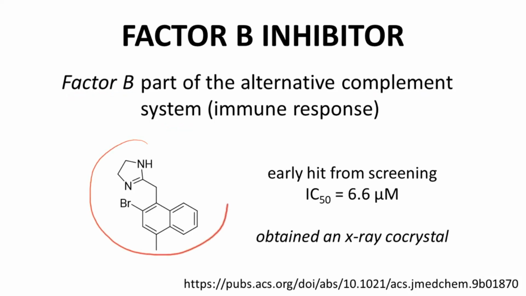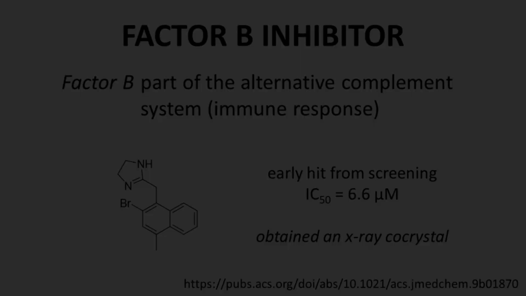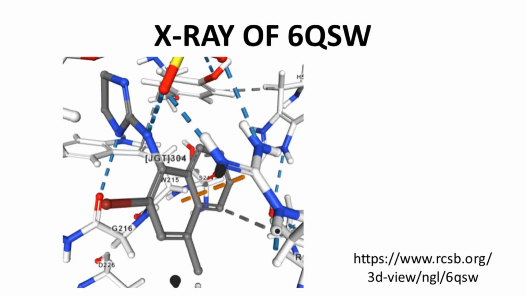The hit had promising potency on factor B with an IC50 of 6.6 micromolar. Not only could the researchers measure the IC50 value, but they also managed to get a cocrystal of the hit bound to factor B. Here is the X-ray structure of the bound hit. This is entry 6QSW from the Protein Data Bank. The hit is in the middle of the pocket in gray. The researchers knew exactly how the hit was engaging with the target.